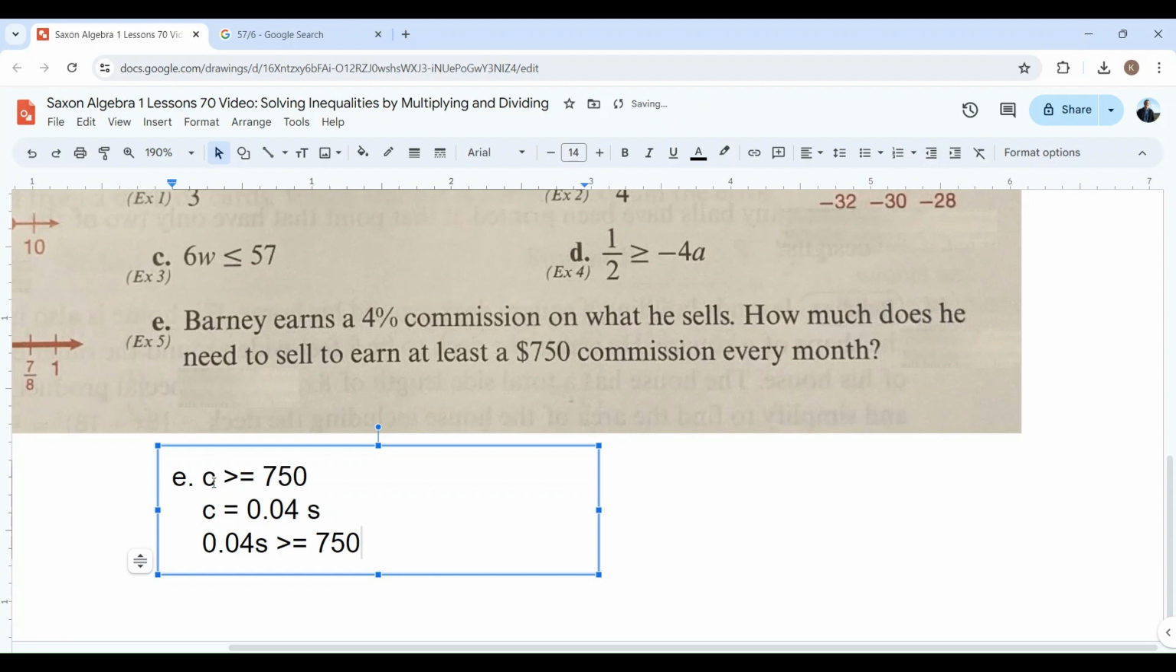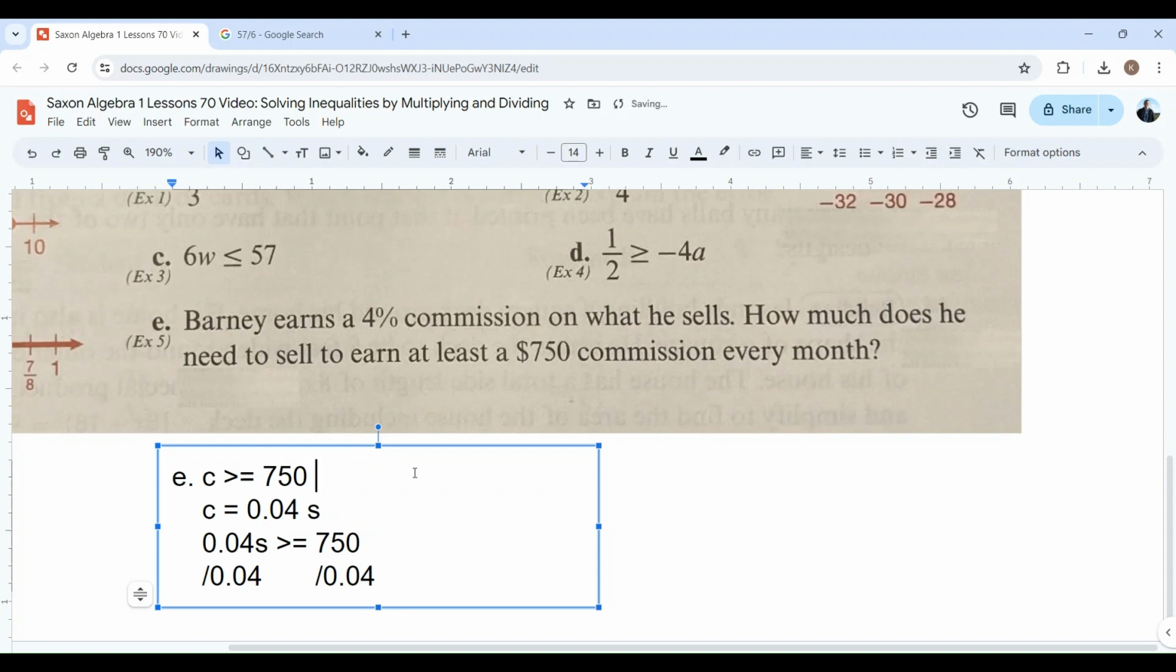And now I can solve for S. How am I going to do that? Well, I am going to divide both sides of this by 0.04. Now, do I need to flip this sign so that greater than or equal to becomes less than or equal to? The answer is no, I do not, because I am not dividing by a negative. If I was dividing or multiplying by a negative, that's the only case where I flip the sign. Or remember that other thing: if I switch the contents of both sides of the equation, I flip the sign. I'm not doing any of that. I'm just dividing by a positive.